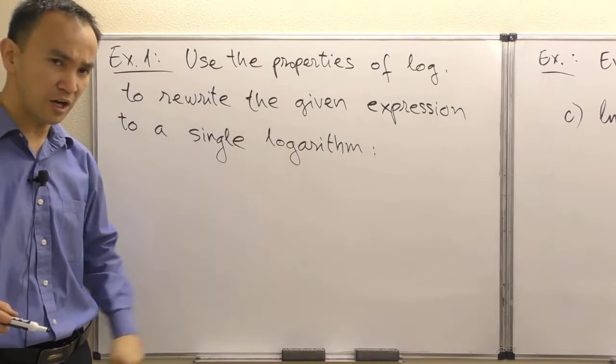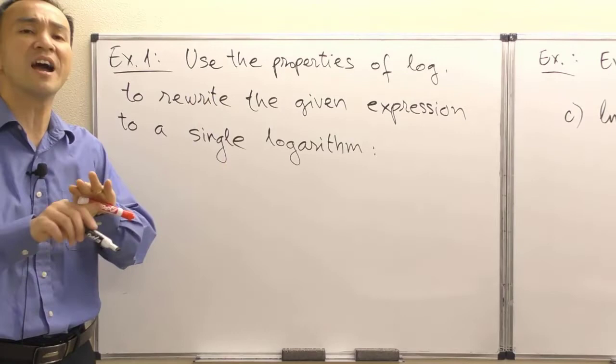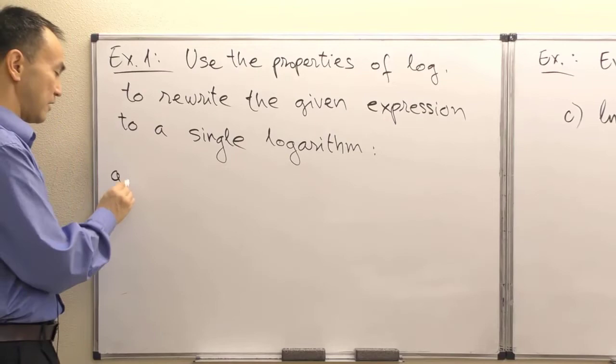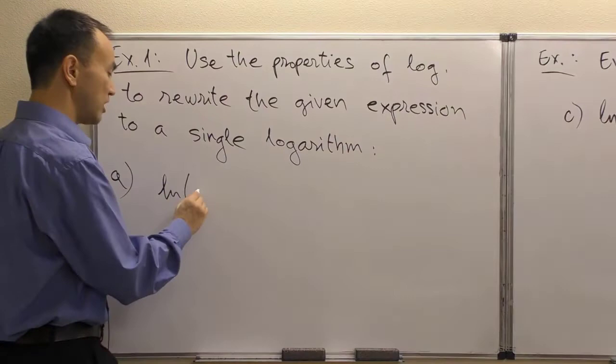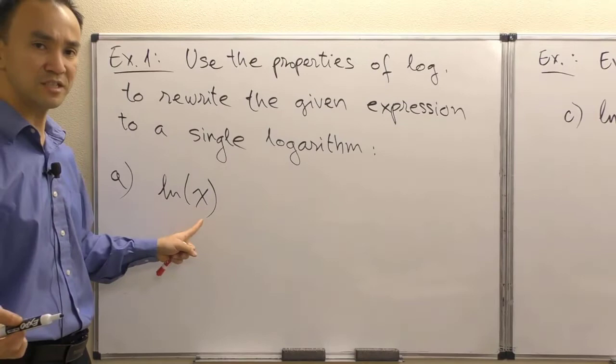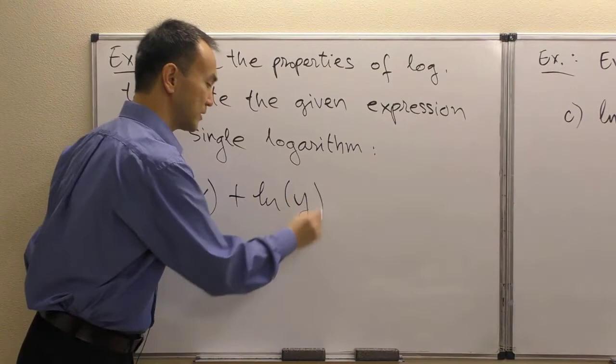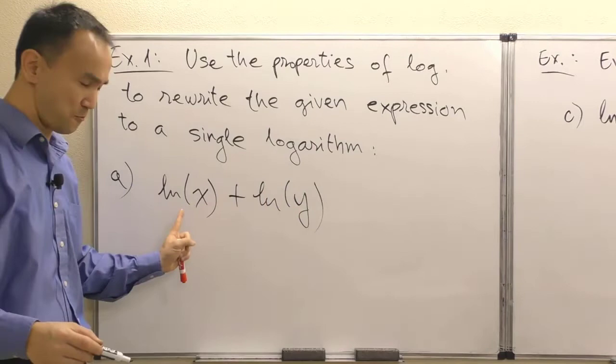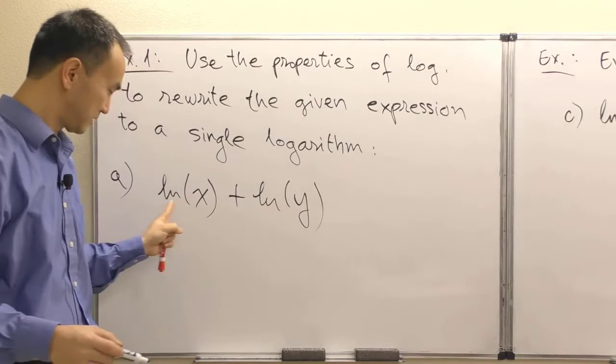Of course, right now, without an actual problem and just staring at the word instruction, we have no clue what's going on. But let's get to it. So here's our first problem, part A of example one. Let's look at natural log of x, whatever that number is, as long as it satisfies the requirement that x has to be a positive number, plus natural log of y, another log term, not necessarily the same value, but the same log.